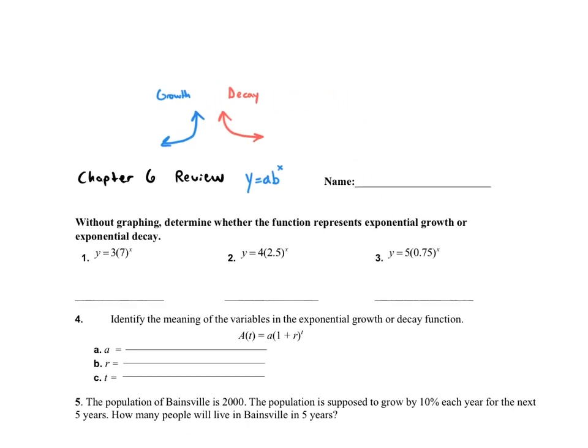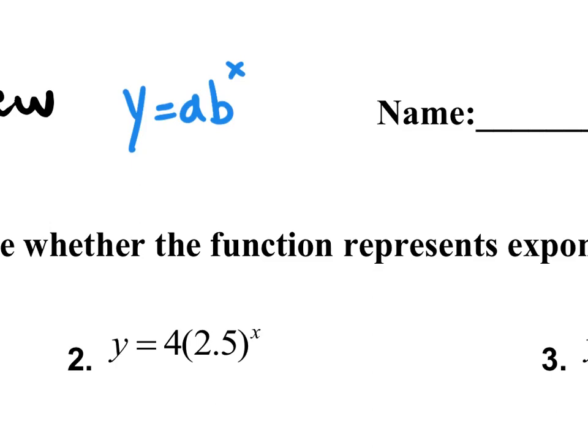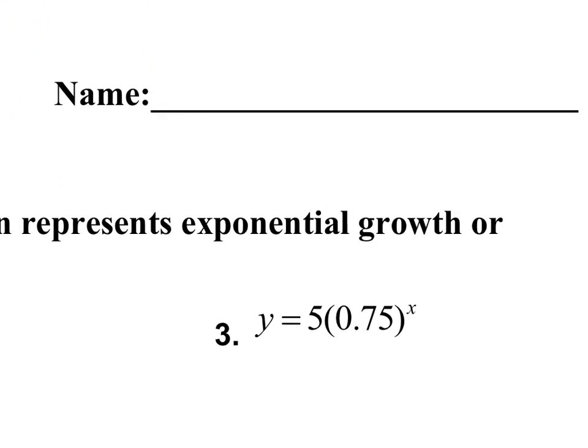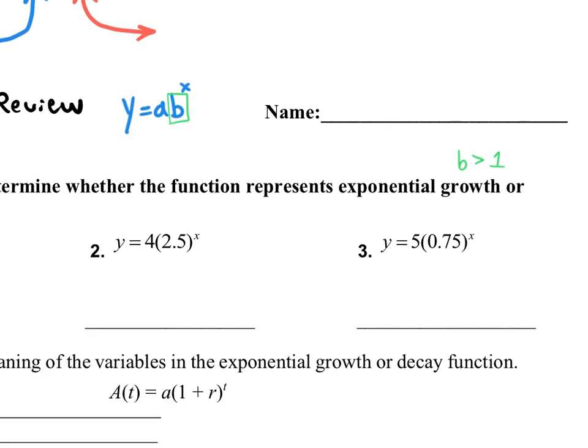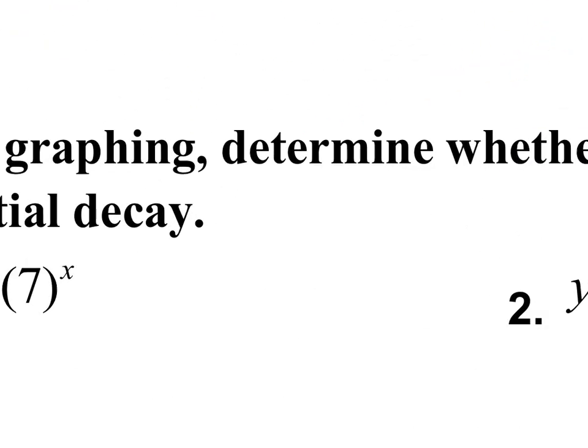Now, in order to determine without graphing, it all comes down to the b value. The b value is what determines if you're growth or decay. You are exponential growth if your b value is greater than 1, because anytime you're multiplying by a number bigger than 1, you will be growing. Decay occurred when b was in between 0 and 1.